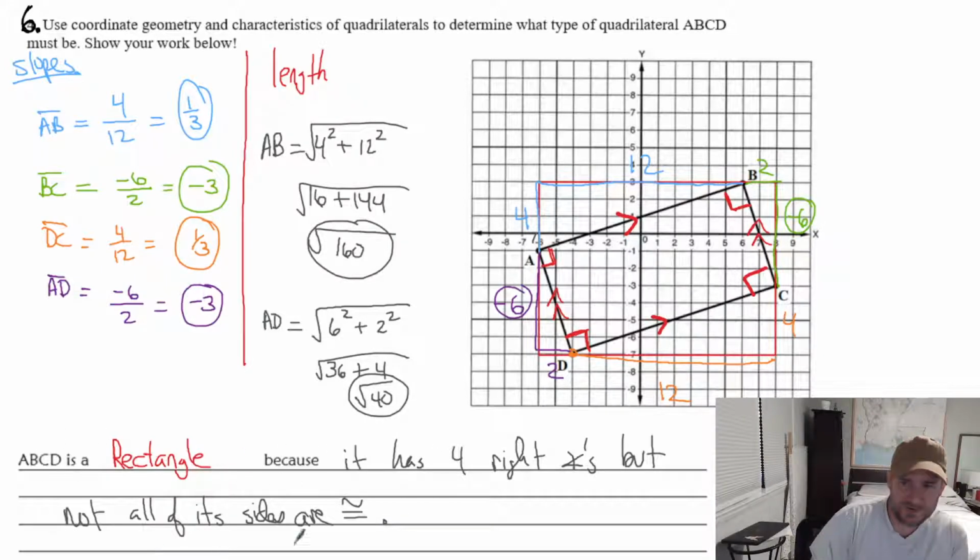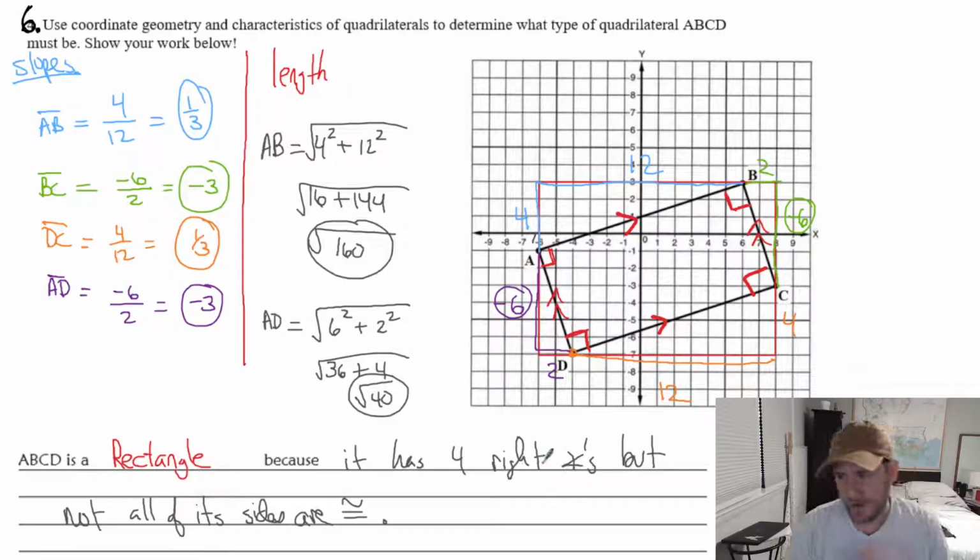So I kind of had to do two things here. I had to say why it was a rectangle. It was because it had 4 right angles. But I did also have to say why it was not a square, meaning not all of its sides are congruent. You do have to do that. You have to tell me what it is, but you also sometimes have to justify why it isn't something else, something better.